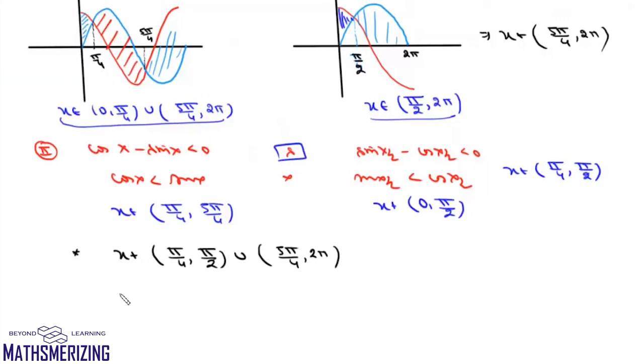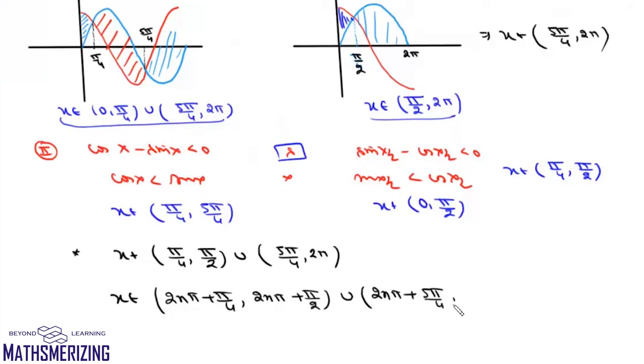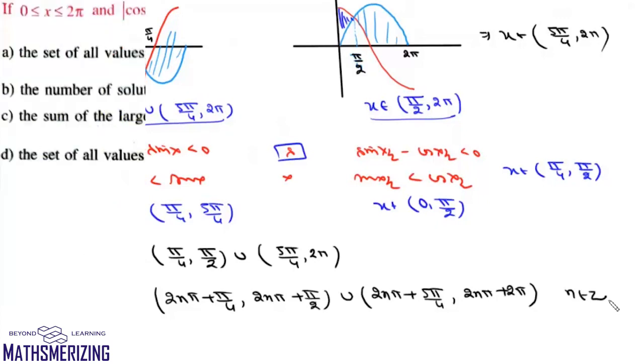Now we'll generalize the solution. So we'll generalize this solution with 2n pi. So we'll add 2n pi. So from 2n pi plus pi by 4 to 2n pi plus pi by 2 union 2n pi plus 5 pi by 4 to 2n pi plus 2 pi where n belongs to Z.